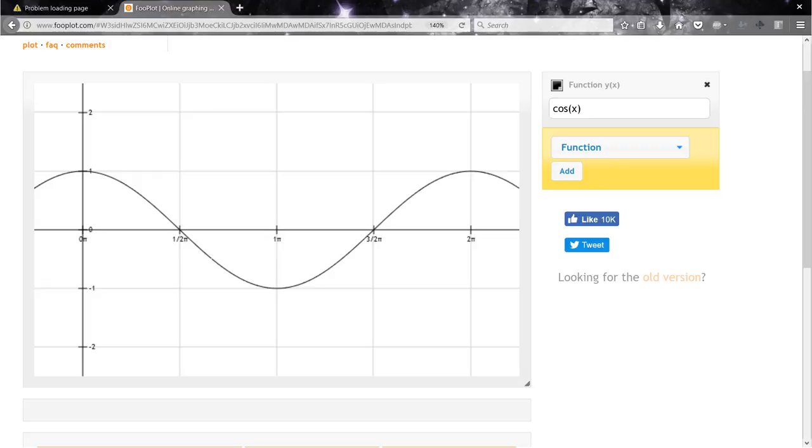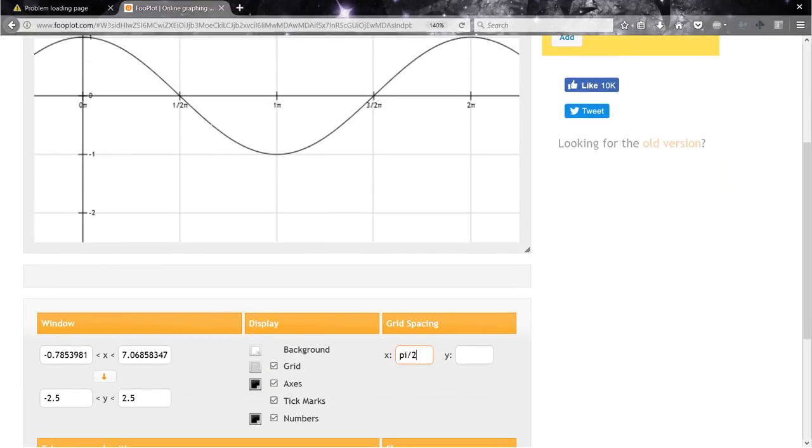So fooplot.com is going to help you out with graphing. You can graph it, zoom in, change your window, and all that good stuff. And if you don't measure in pi's, your x-axis will look a little strange. So make sure you set up your spacing. I think that's what they call it, grid spacing. Your x's should be some pi over 2, pi over 4, something like that.